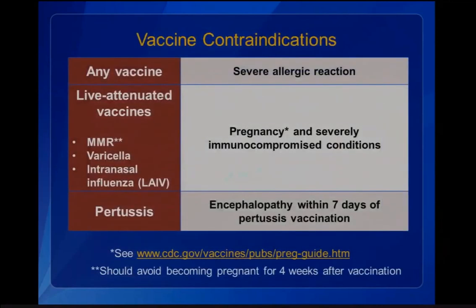Okay, and so this tells you these are just basic contraindications. So any vaccine: severe allergic reaction. Live attenuated, and here we are talking about, again, the MMR, the varicella, the live intranasal influenza vaccine, pregnancy, and severely immunocompromised conditions. And for the MMR, what is said is that one should avoid becoming pregnant for 4 weeks after vaccination, and that's something you should instruct the applicant. And pertussis, if there was encephalopathy within 7 days of a previous pertussis vaccination. So these are true contraindications.